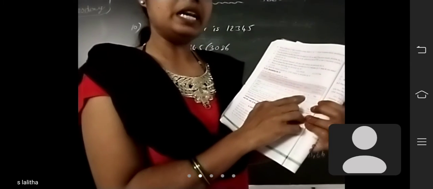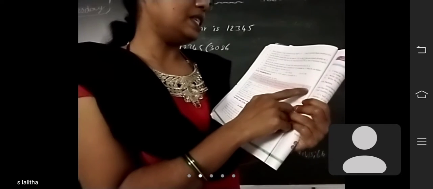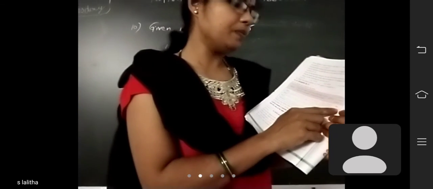Next, sum of digits at even places. Even places, second and fourth. That means 4 plus 9, 13. What is the difference? 13 minus 13, 0. So is the given number divisible by 11? 0 is divisible by 11 or not? Yes, it is divisible by 11. So it is yes.